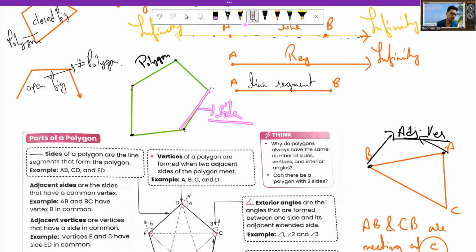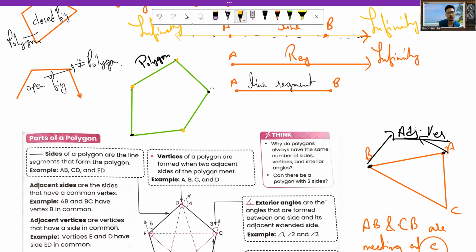Okay. Now what is the diagonal? So understand this. This is a vertex, and these are the two adjacent vertices of this vertex. Now, what are the non-adjacent vertices of this vertex? Suppose I'm talking about this vertex. What are the non-adjacent vertices? This is one of them, and this is another one of them.